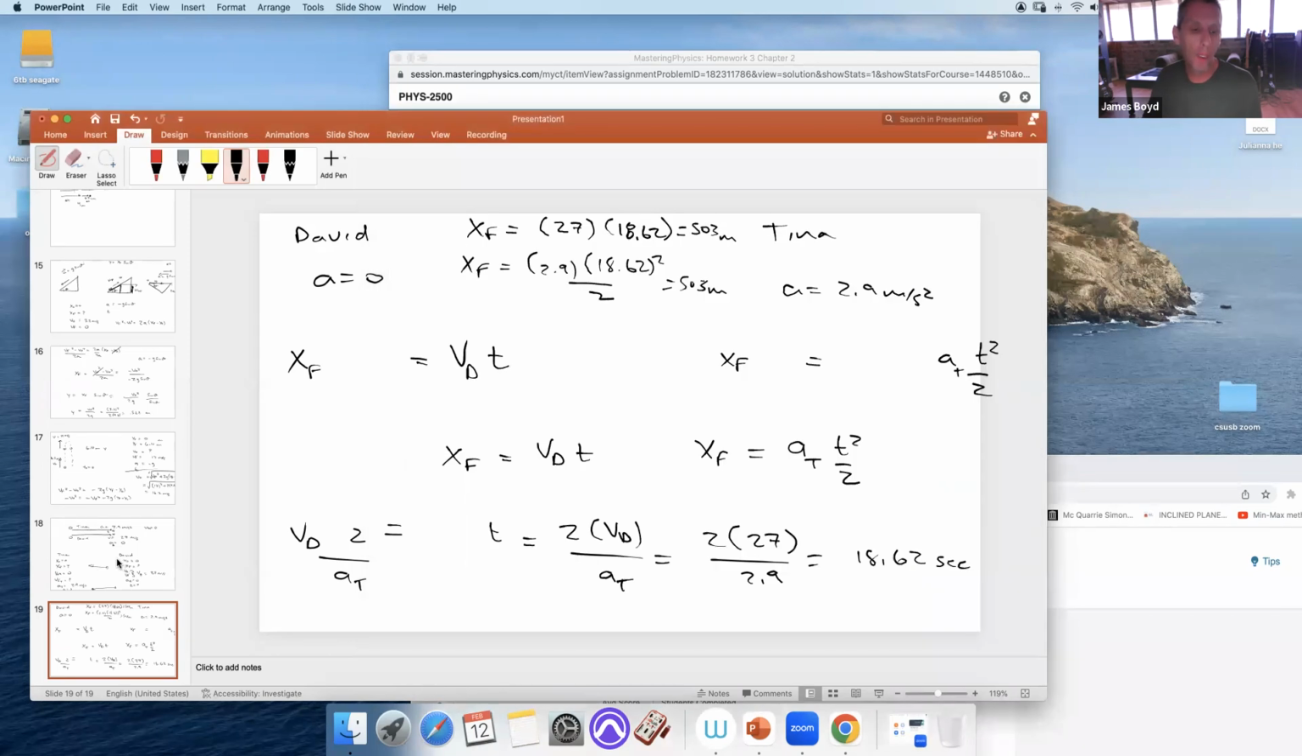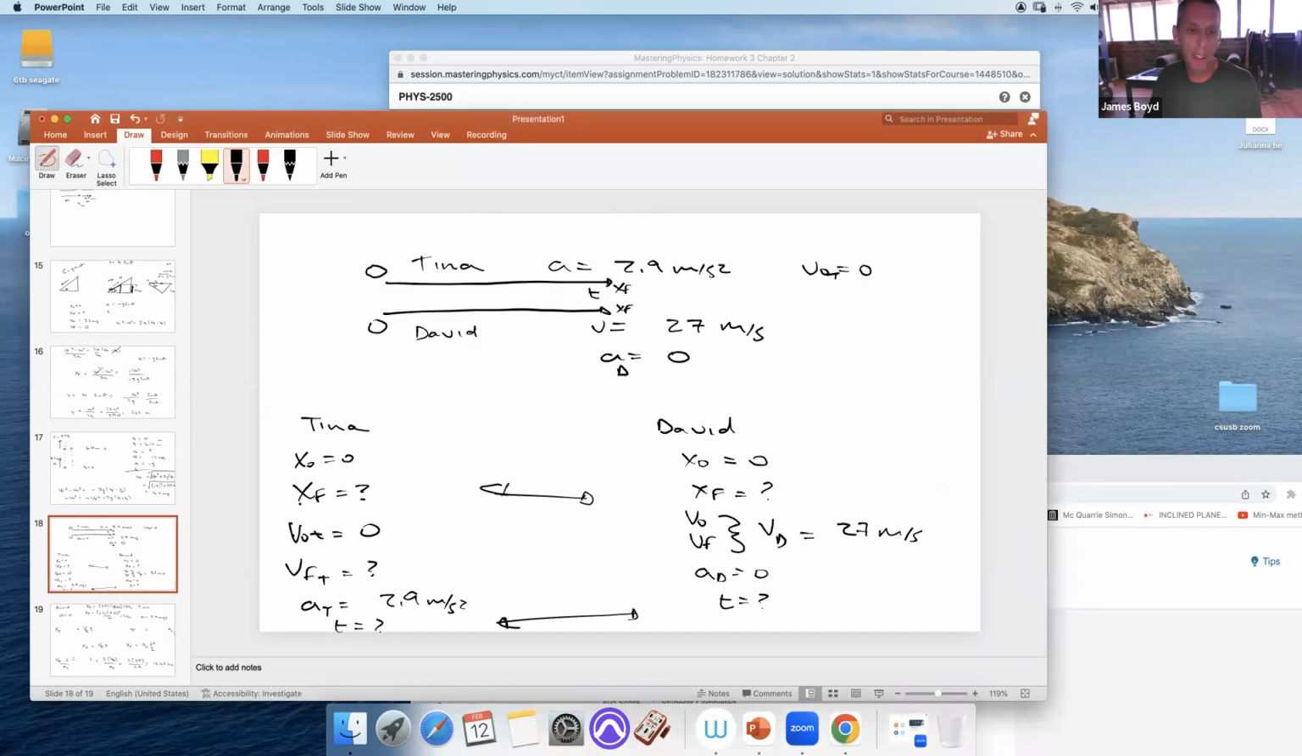Now, looking back at this, because Tina has an acceleration, V final is V initial plus a times T. But Tina's initial velocity was 0, her a was 2.9, this was 18.62, and her velocity at that point is 2.9 times 18.62, 53.99, about 54 meters per second.